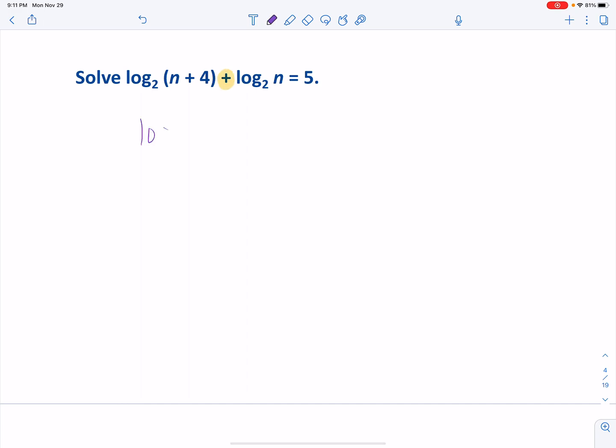All right, so it's a plus. So I'm going to put this together by multiplication. So that's n squared plus 4n. I just multiplied as I went. There is not a log on both sides, so you can't just cancel something that's not even there. So you're going to rewrite it in exponential. So this is 2 to the 5th. 2 to the 5th is 32.